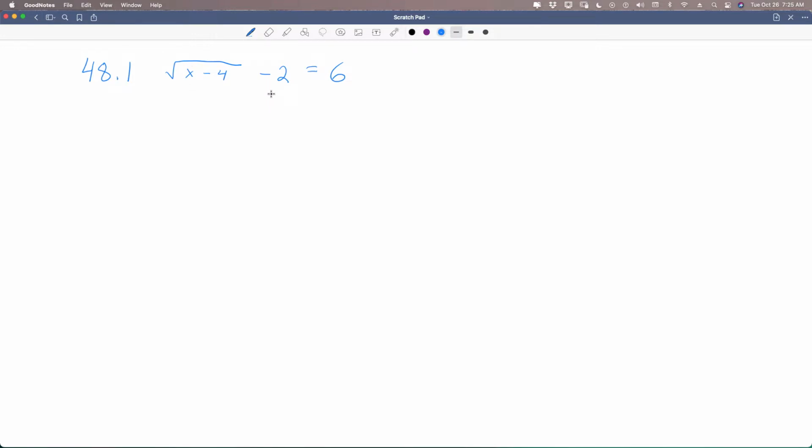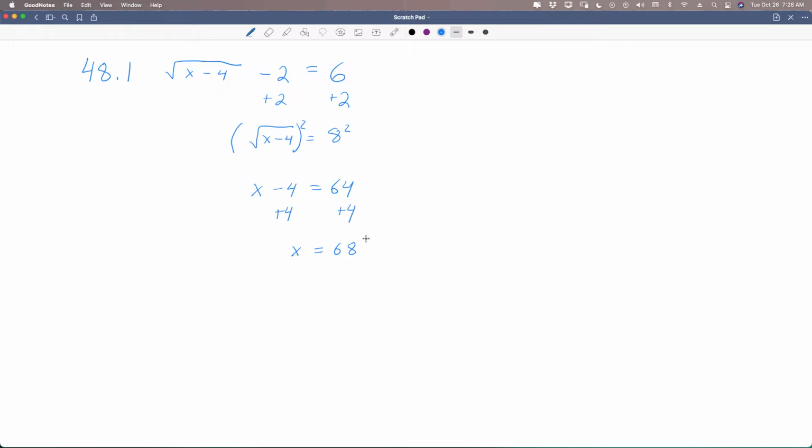So we'll start by adding 2 to both sides, which gives us the square root of x minus 4 is equal to 8. So now we will square both sides. So this times itself would give us this, would equal this. Now we can add 4 to both sides, and we get that x is equal to 68.